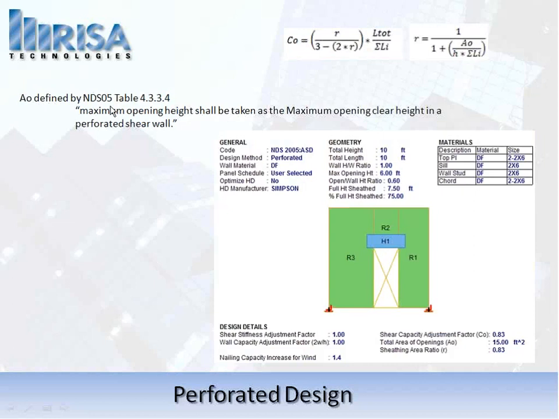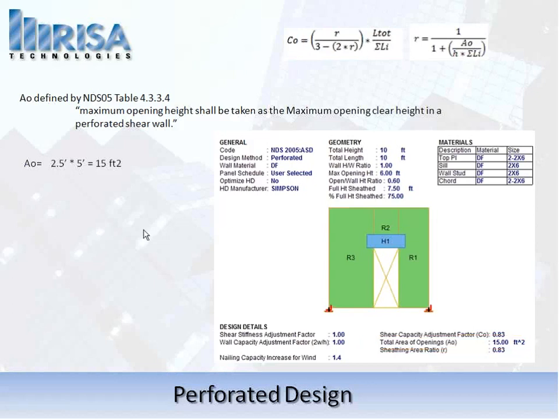First of all, the A naught, which is the area of the opening, is a big value in these equations. It's defined as the maximum opening height, taken as the maximum opening clear height in a perforated shear wall. I want to note that, because when you have an opening in a perforated wall, you get a different C naught if it's a window versus a door, even though it's the same exact wall. In this one, the A naught is 2.5 feet times 5, giving 15 feet, and your A naught is listed right there.